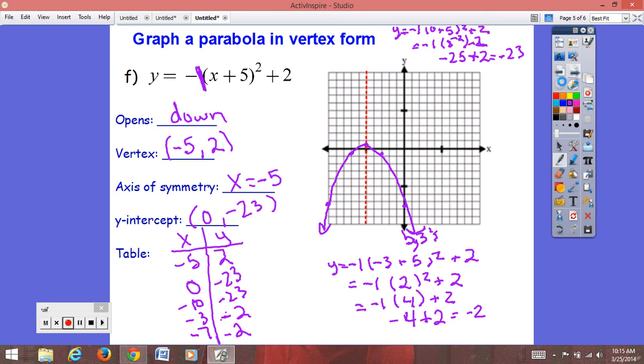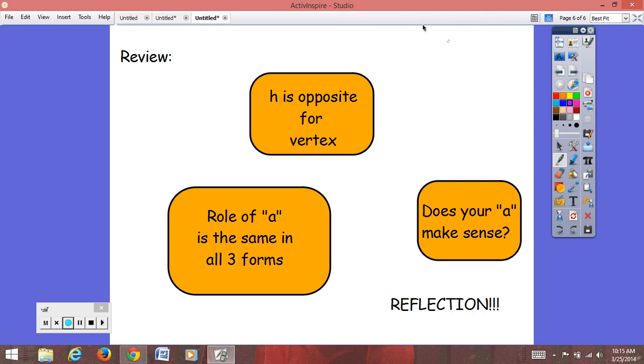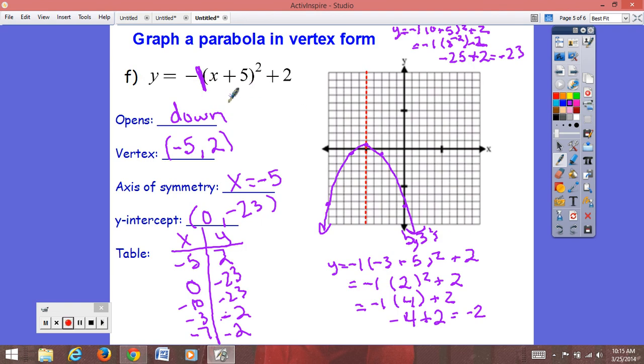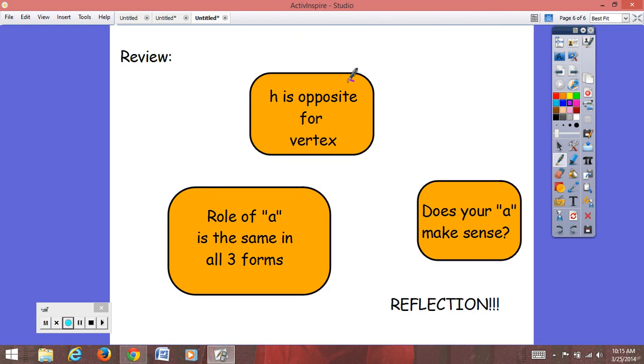Okay, so now to review, as you've noticed, if we look back at this, our h is opposite of what it is in the vertex. Since it was a positive 5, it becomes a negative 5 in our vertex. So it's very important to understand that. Your vertex is at the point H, K. So if your vertex is at H, K, then it'll be opposite in the equation. The role of A is the same for all three forms: vertex, standard, and factored.